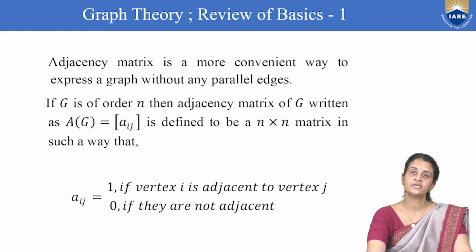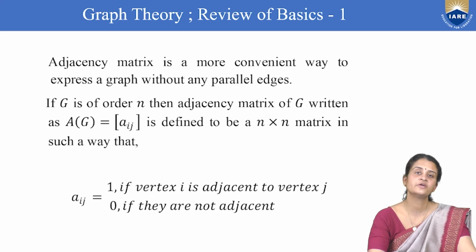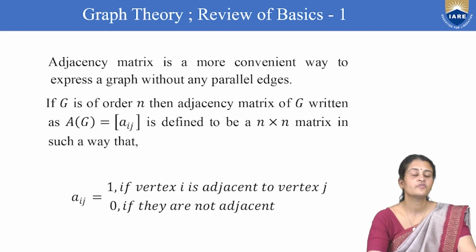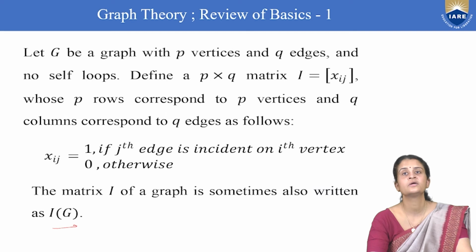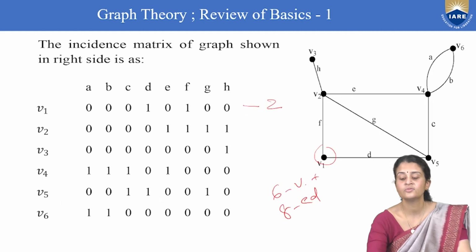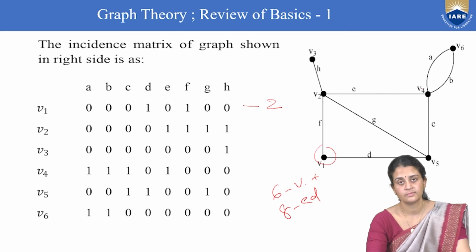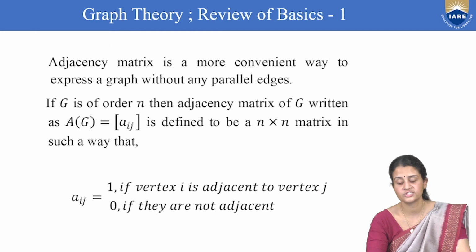Now we will go to the adjacency matrix. It is a much more convenient way to express a graph if the graph is without any parallel edges. Here the graph may have self-loops. Self-loops are permitted in the incidence matrix, and parallel edges are permitted in that matrix. Here there are no parallel edges.